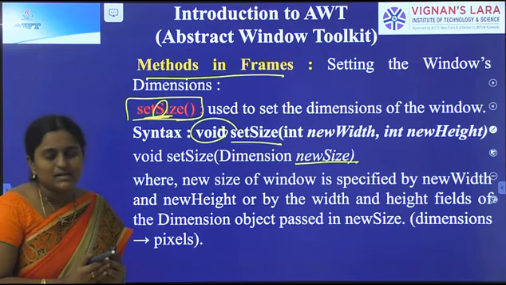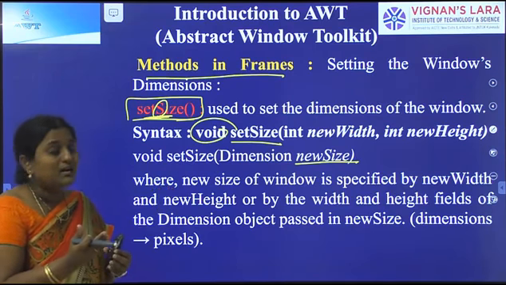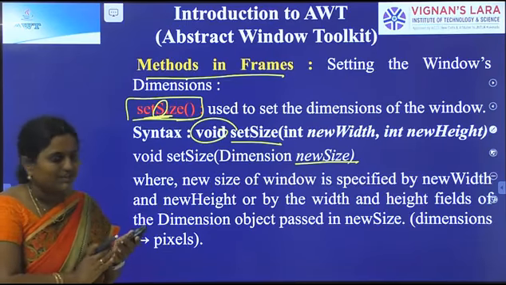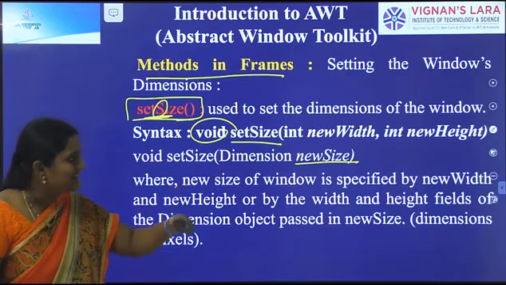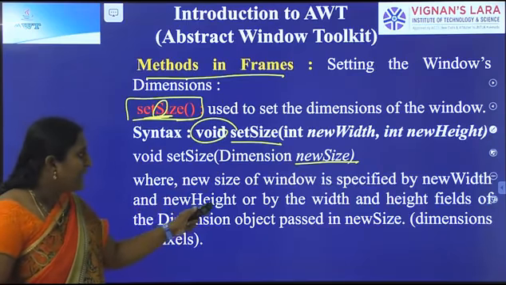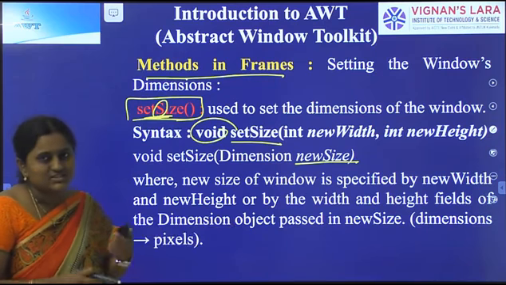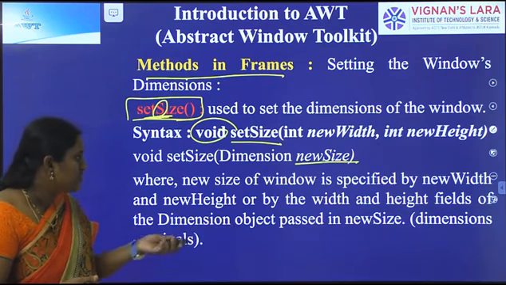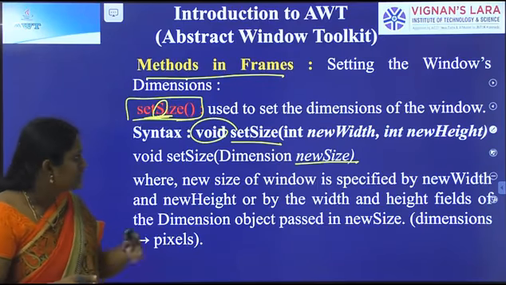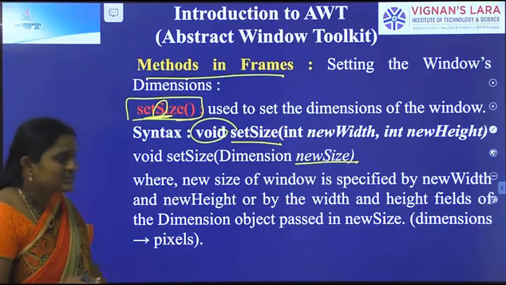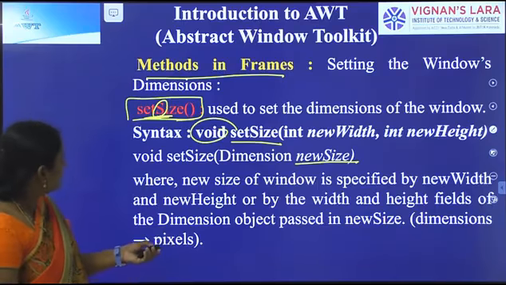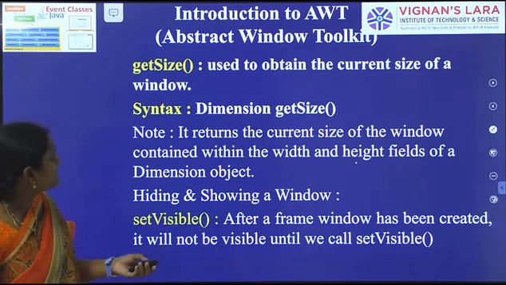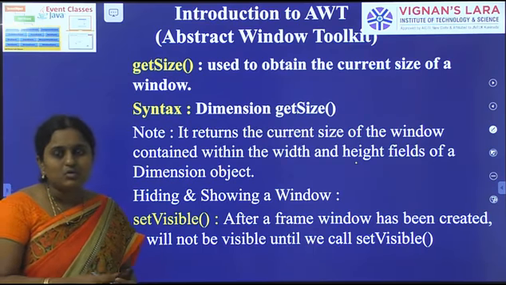So we can set the window size with a new height and a new width. Here newSize indicates new width and new height, or the width and height fields of the Dimension. A Dimension object is passed as newSize. Dimensions here means pixel values. Next, coming to getSize, we use it to obtain the current size of the window. Sometimes we want to know what the size of the window is.